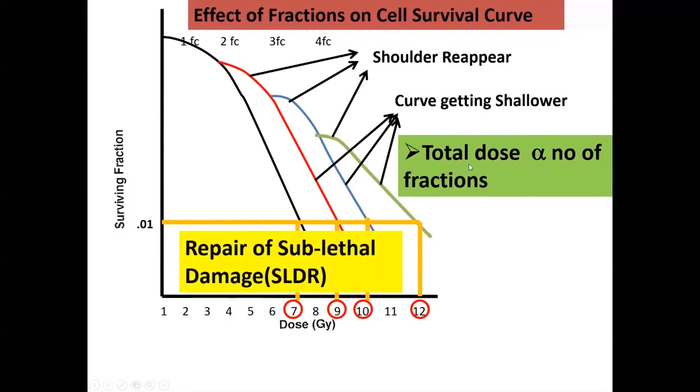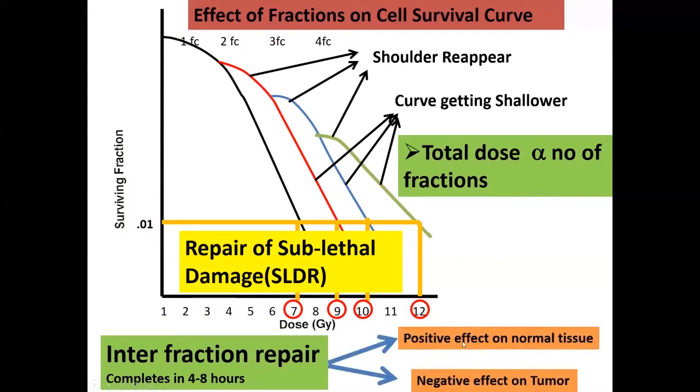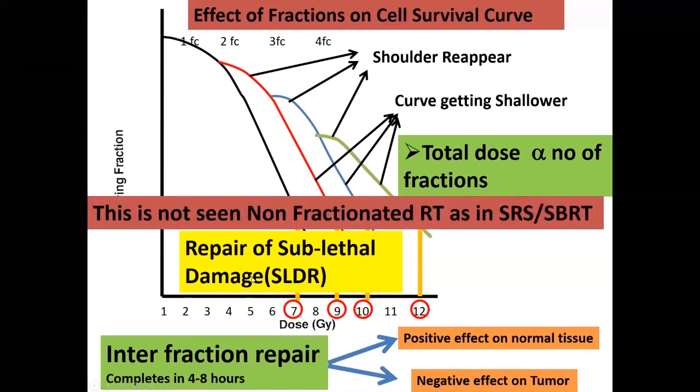And this is mainly because of repair of the sublethal damage. And this kind of repair is known as interfraction repair. And it usually completes in 4 to 8 hours. And if you look at the impact of this repair, it has a positive impact on normal tissue because normal tissue will get repaired, but it will have a negative effect on tumor because tumor cells will also be repaired.